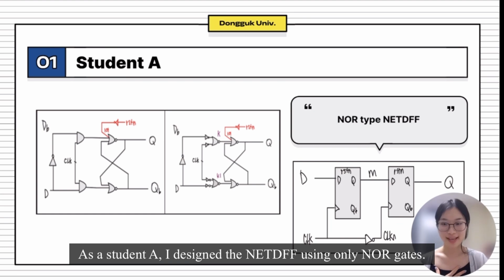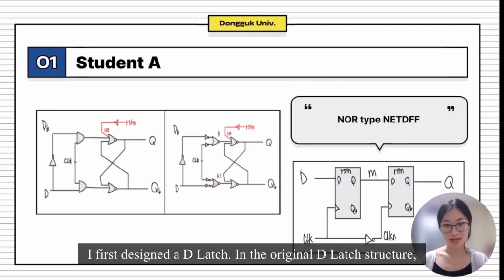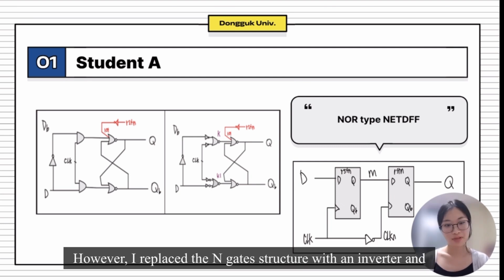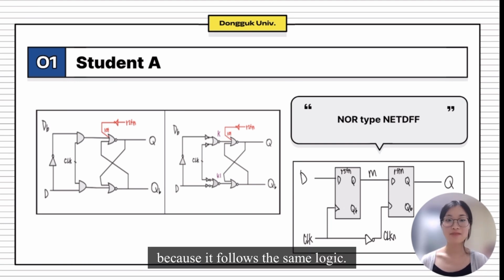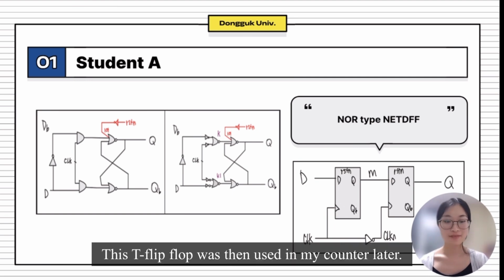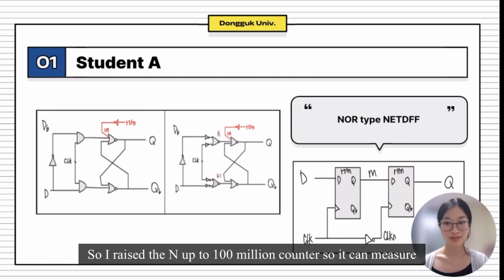As student A, I designed the NETDFF using only NOR gates. I first designed a D-latch. In the original D-latch structure, clear, D, and D bar were connected using AND gates. However, I replaced the AND gate structure with an inverter in NOR gates because it follows the same logic. After that, I connected two D-latches together to make a T flip-flop. This T flip-flop was then used in my counter later.